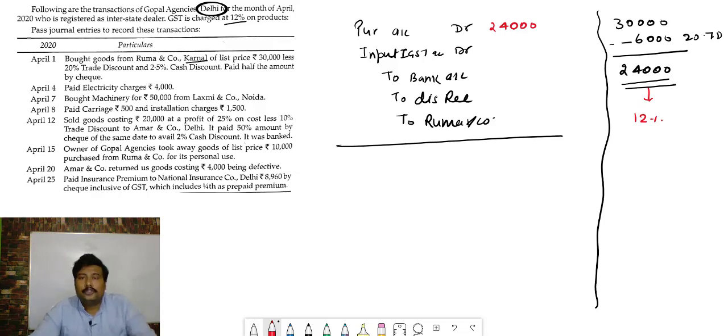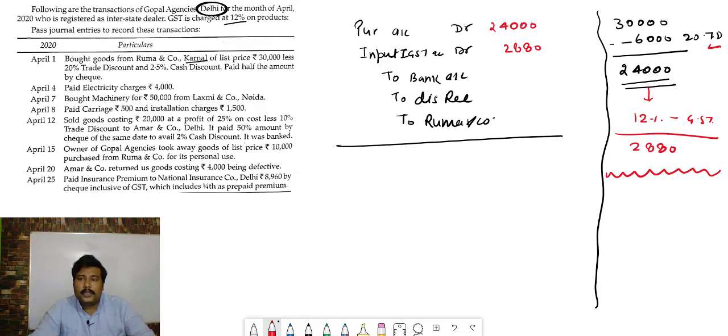It will come 2,880. So after TD, when we charge GST, the amount is 2,880. Now the final amount becomes how much, bacha? 24,000 plus 2,880, 26,880. Half of the amount is paid by check. So 26,880, half amount is paid by check, half amount is not paid.